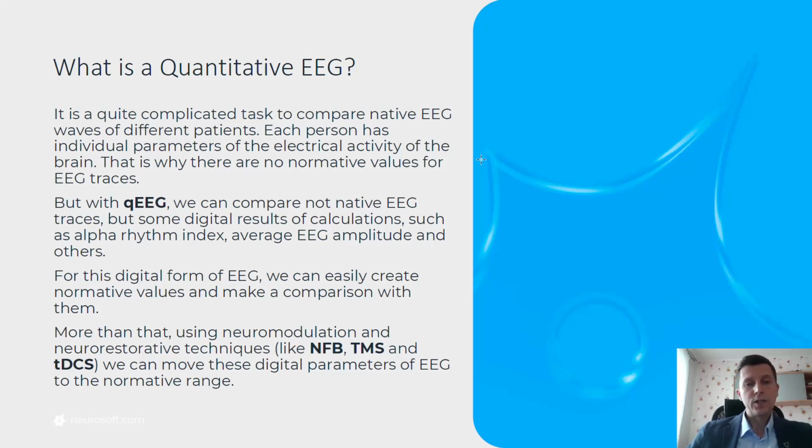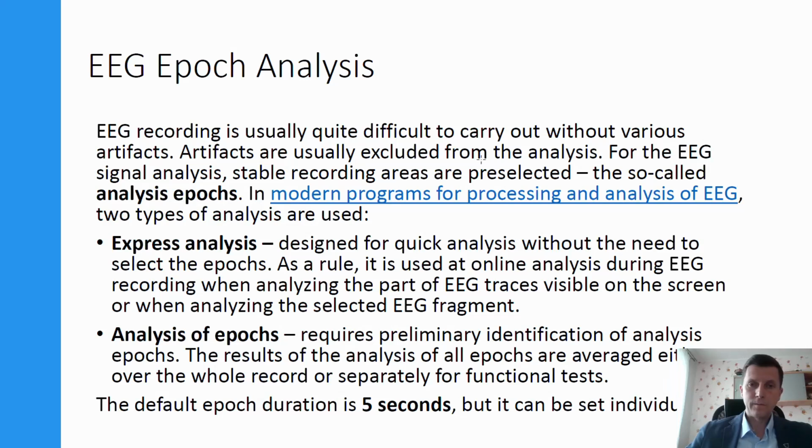So, what EEG mathematical analysis can we use? First of all, we need to say that it is not an easy task to record a clear EEG signal. Usually we have a lot of artifacts in our examinations. That is why we need to pre-select clear EEG episodes, so-called epochs of analysis, to send these epochs to mathematical calculations. Or we can also have so-called express analysis, which can analyze a visible or selected part of EEG traces.